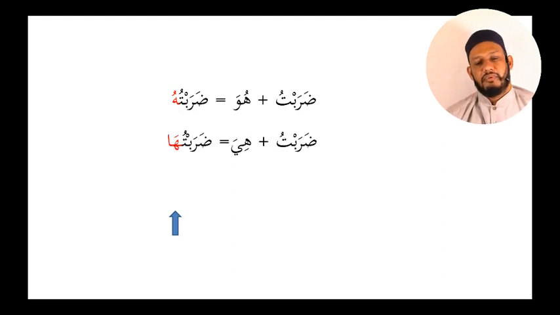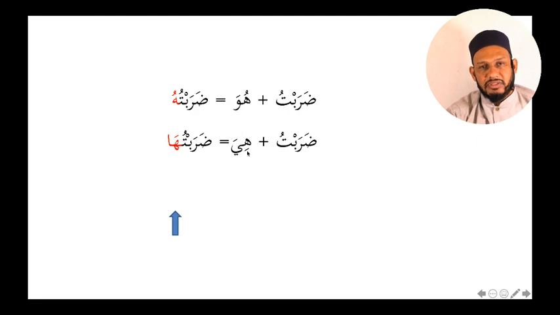Next one. Darabtu plus hiya means I hit her. So instead of saying darabtu hiya, in Arabic I would say darabtuha. Ha also means her. So in other words, hiya means she or her when it's detached, when the word's alone, but when I attach it to another word, it becomes ha.